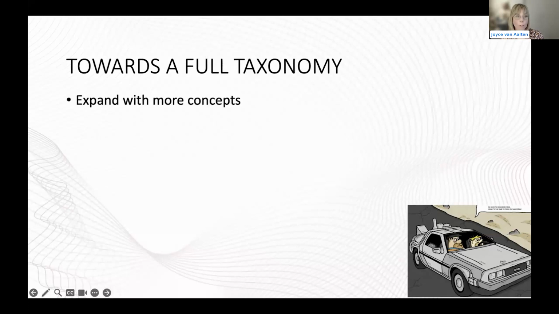First, how you're gonna go towards full taxonomy is to expand the taxonomy with more concepts. So you're gonna enrich it. You're gonna use content from other content repositories, other glossaries. This is also the time to involve your subject matter experts. Now you can have their input. So that is something you can do and work on.